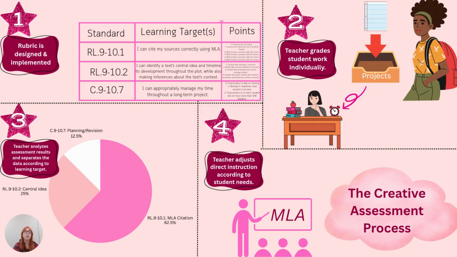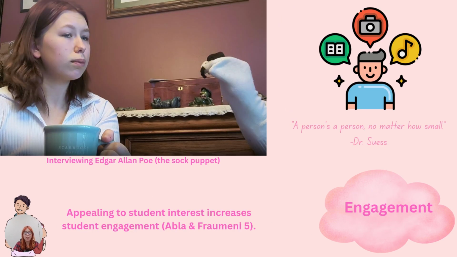The assessment process for grading creative projects is pretty standard, with the exception of the use of rubrics. Rubrics might be different from teacher to teacher. I prefer to keep them very objective to prevent grading bias. But yes, student work is graded individually, then the teacher crunches the numbers, separates the data, and then adjusts their instruction accordingly. It has been proven that appealing to student interests increases their engagement.